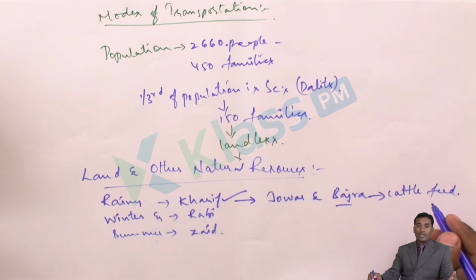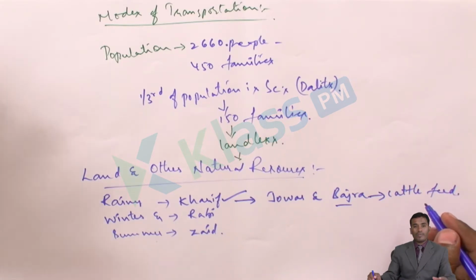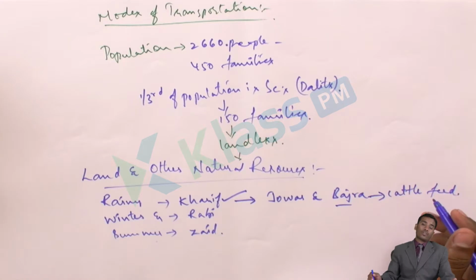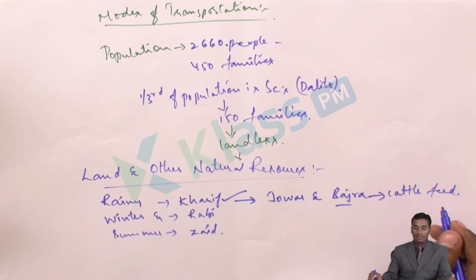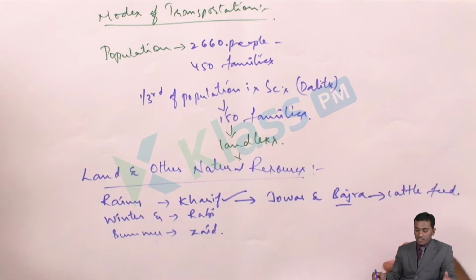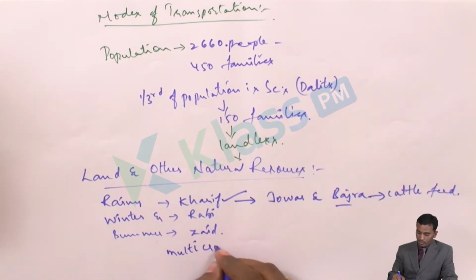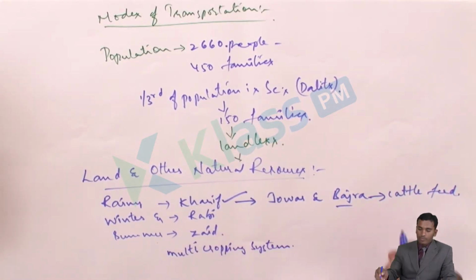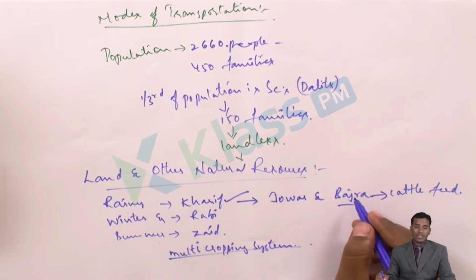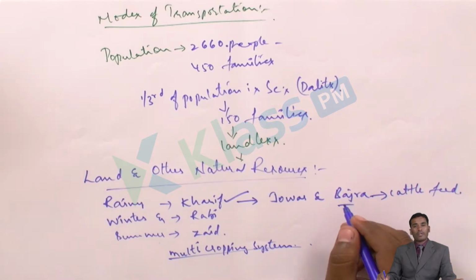Apart from these, some of the farmers used to cultivate 3 crops in a year. All of us have learned in our previous classes that the cultivation of more than 1 crop in the same piece of land is called the multi-cropping system. What do we call it? Multi-cropping system. It is a system in which we cultivate more than 1 crop in the same piece of land.